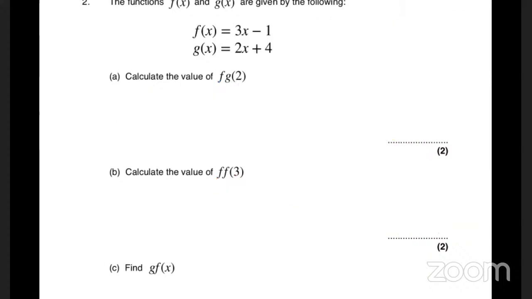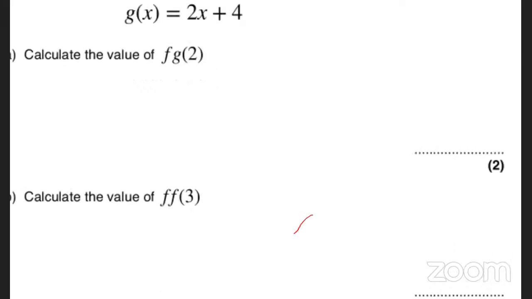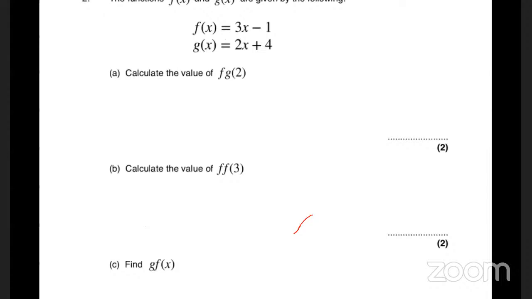So B now says, find the value of f(f(3)). What we're going to do is take 3, put it into f, invest it into f, and then after we get the return of that, we're going to reinvest it into f again.